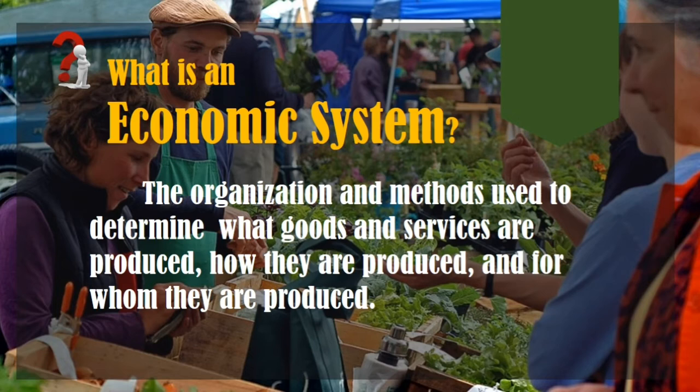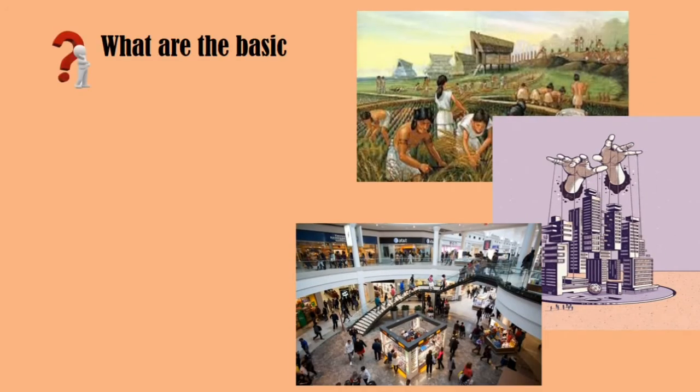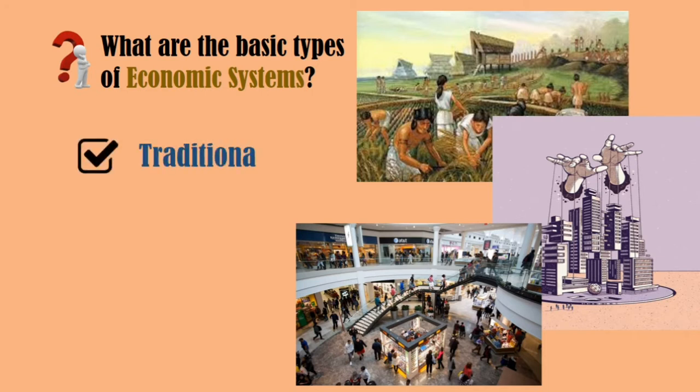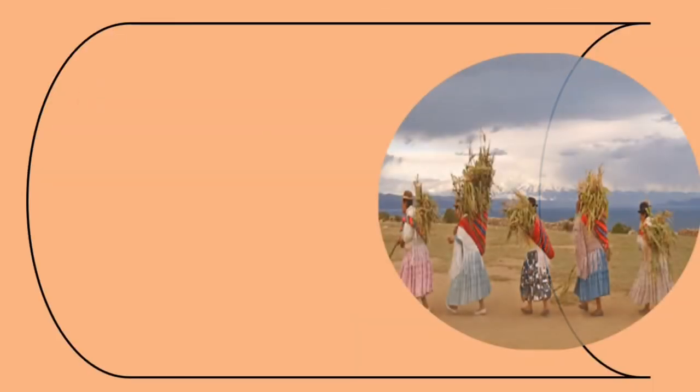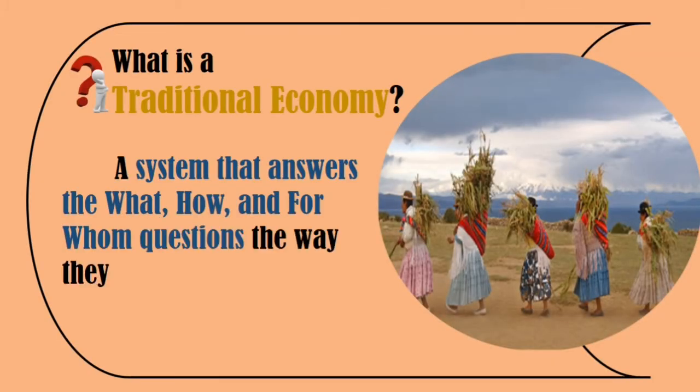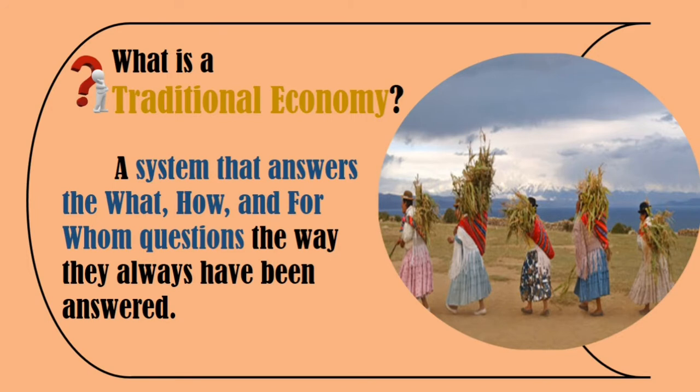Now, let's proceed with the three basic types of economic systems. One is the traditional economy. Second is the command economy, and the third is the market economy. Now, what is a traditional economy? By the word itself, when we say traditional, maybe something will crop up into your mind. It is something that is of the old way of doing things.